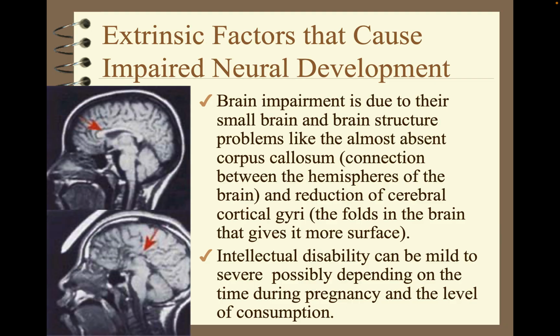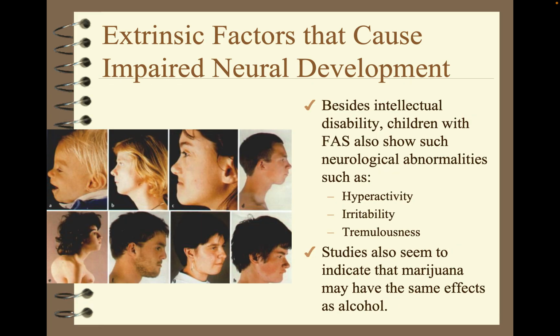Intellectual disability can be mild to severe, possibly depending on the time during pregnancy and the level of consumption. Besides intellectual disability, children with FAS also show such neurological abnormalities as hyperactivity, irritability, and tremulousness. Studies also seem to indicate that marijuana may have the same effect as alcohol.